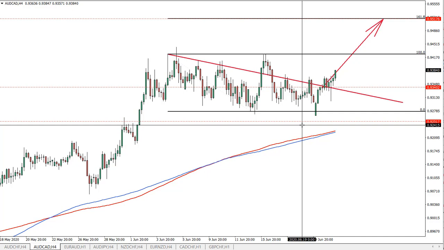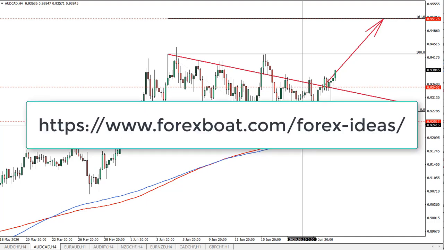And to remind you, you can find all detailed information on every single idea at forexbo.com/forex-ideas. There we published ideal entry points, stop loss levels, and take profit levels.